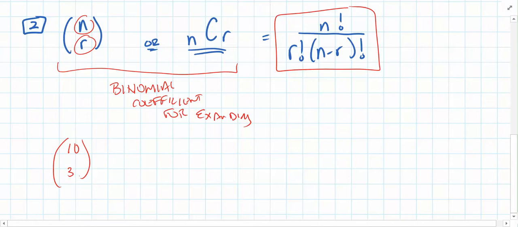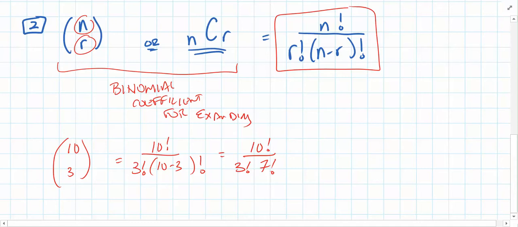10 choose 3. Okay? So what this actually means is 10 factorial all divided by 3 factorial times 10 minus 3 factorial. Or just 10 factorial over 3 factorial times 7 factorial. Okay, go ahead and tell me what that number is. You can use your calculator, and then I'll show you where the button is.